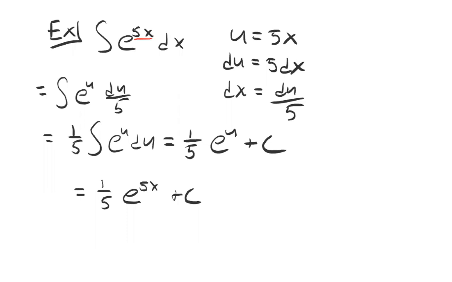So you can check, you can go through, take a derivative, you'll get the e to the 5x back. And again, eventually, if you stick with this, you'll be able to do this pretty easily without having to do a u substitution. All right, so let's move on to the next example.